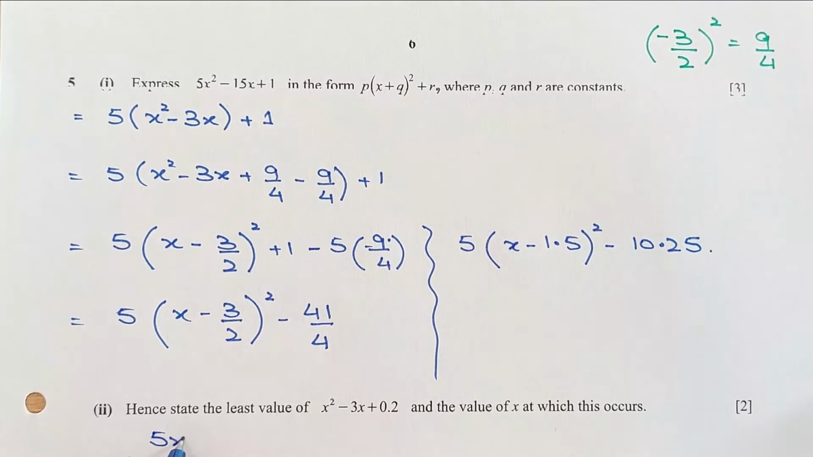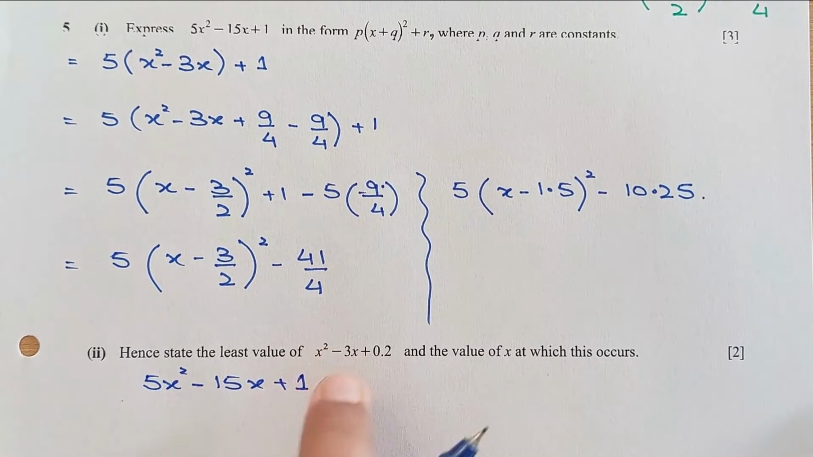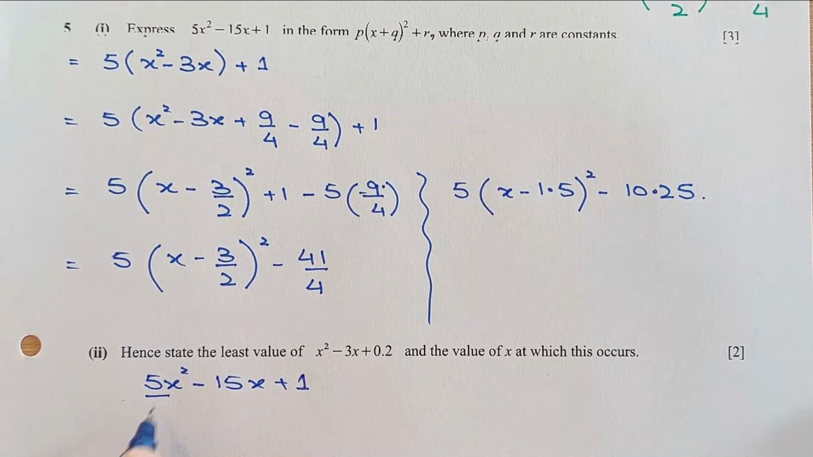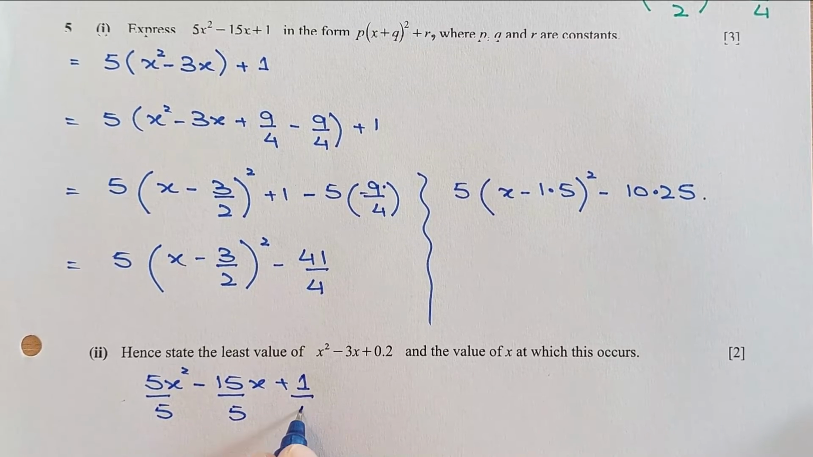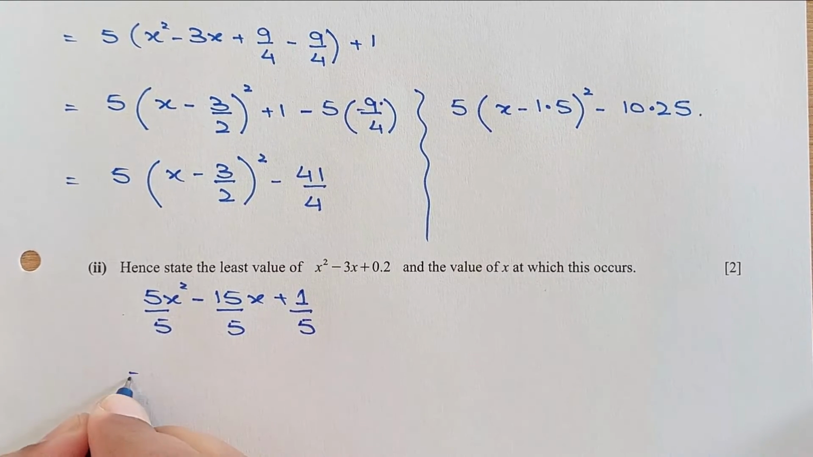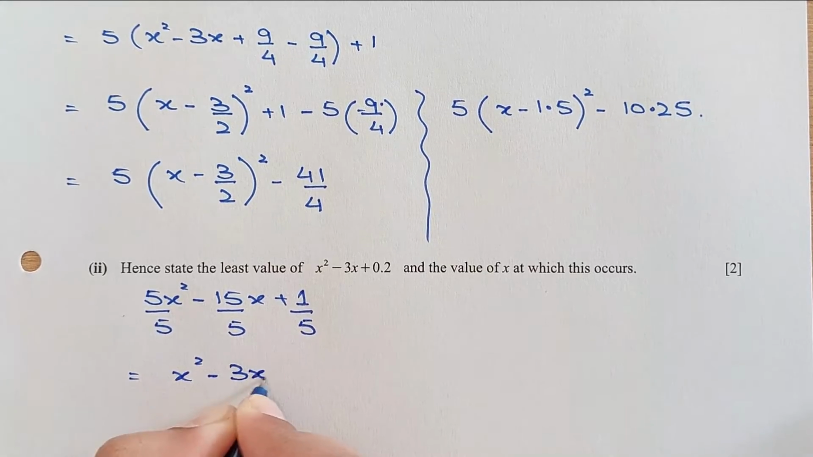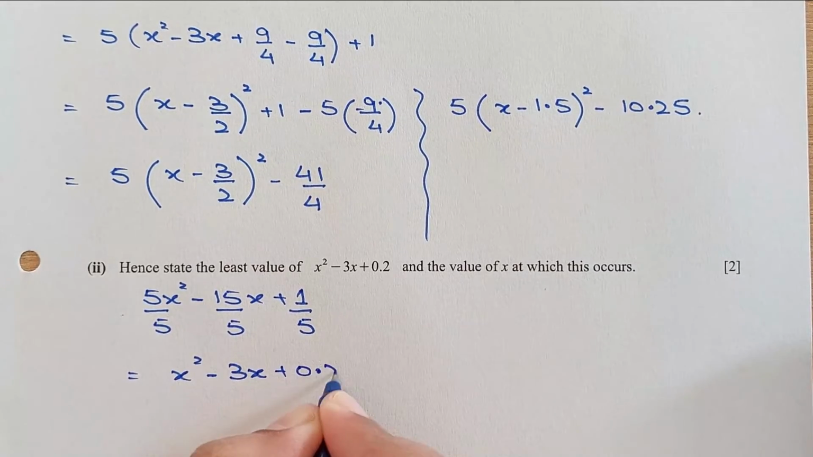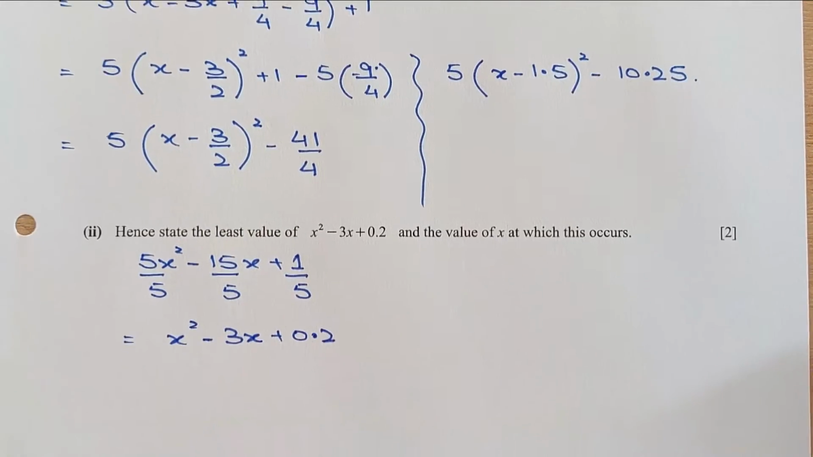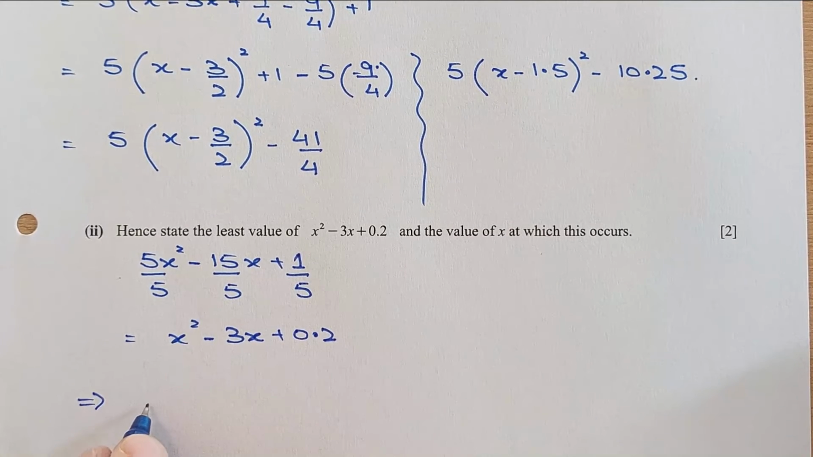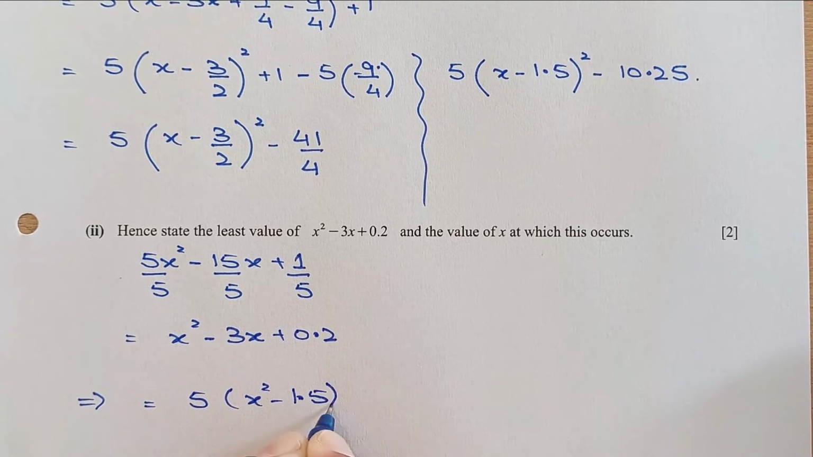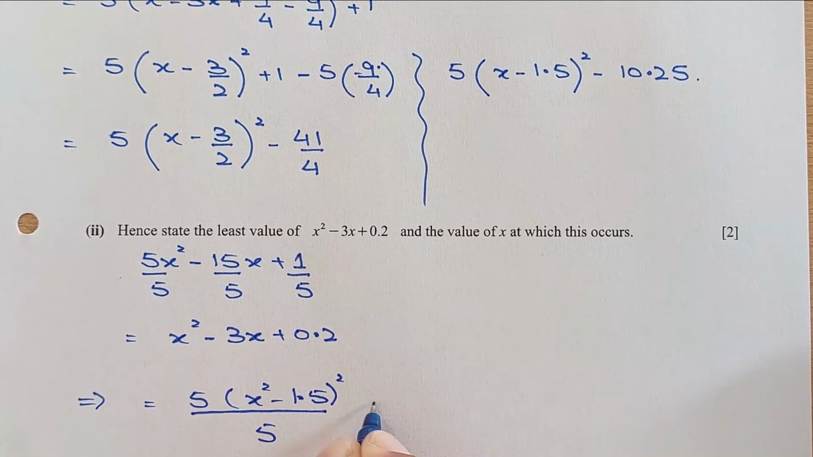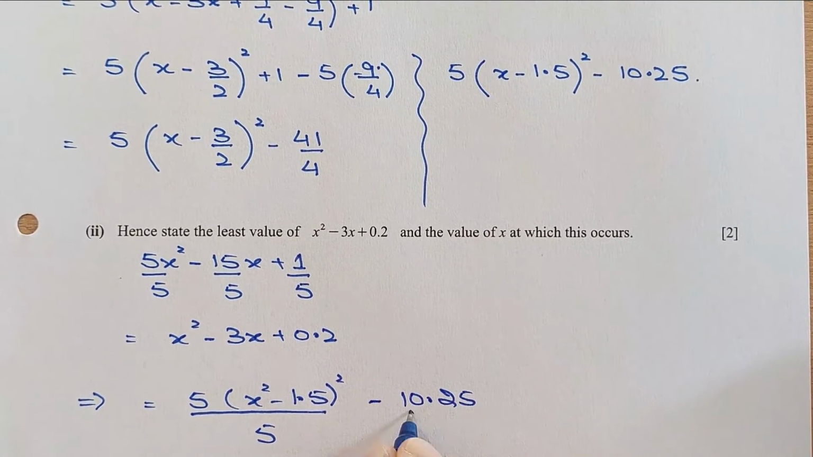So we have 5x square minus 15x plus 1 as the given function. Now if I compare with this, the x square coefficient is 1, so we have to divide each term by 5. So here we will get x square minus 3x plus 1 by 5, which is 0.2. So we have to divide this expression by 5 as well, right? So this expression equals 5 into (x minus 1.5) whole square divided by 5, and minus 10.25 is also divided by 5.